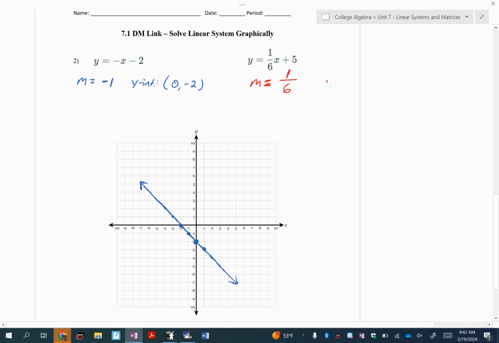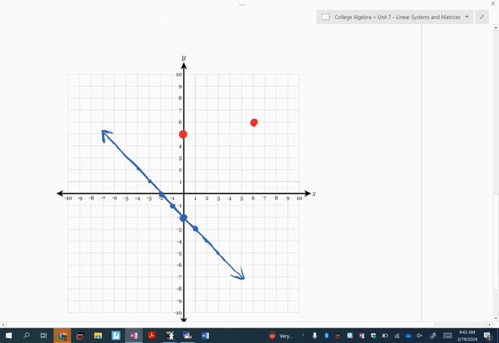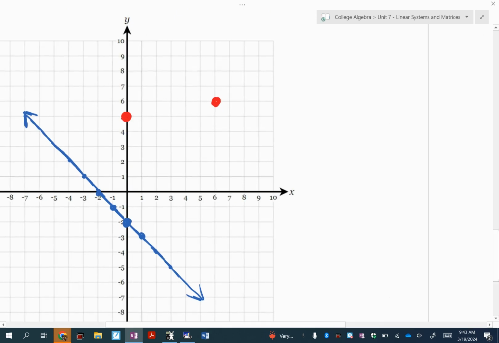And what's the y-intercept? 0.5. Please don't say 0.5. So I'm going to go to 0.5. Here's 0.5. I'm going up 1 and then right 6. Now when I go to the next one, if I zoom in here, if I go up 1, right 6, you see how I'm off the grid? So I'm not going to do another one to the right.